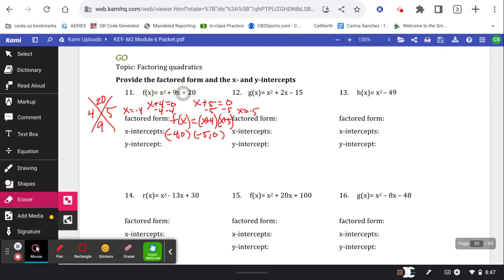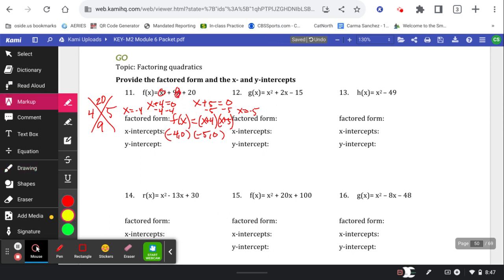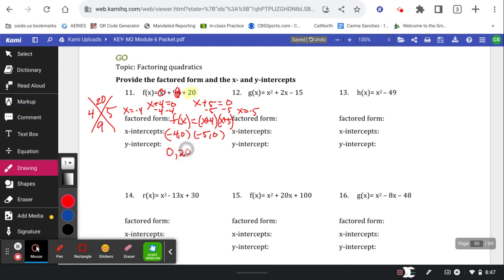And then this is my favorite one, the y-intercept, when x is 0. So if x was 0, 0 squared, 9 times 0 is just 0. 0 plus 20. Isn't this my y-intercept just staring at me there? And that's it. So my y-intercept is just the c value at the end of the quadratic. And we write it in intercept form 0, 20.